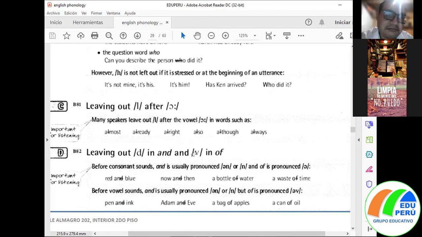No l sound. Remember, after the vowel o, when the consonant l is after the vowel o, you can omit it. It's not an obligation to omit the sound l. So you want to sound more like a native speaker.